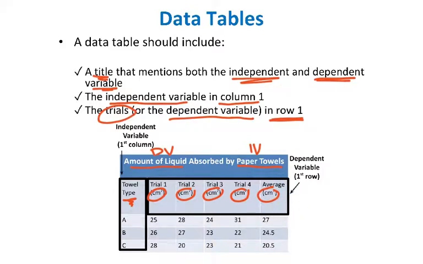Now it's really important to put your units in parentheses here, okay? So you can see, we said trial 1, centimeters squared, in parentheses. Trial 2, centimeters squared. Trial 3, centimeters squared. Trial 4, centimeters squared, and average centimeters squared. Those units are really important because there are a lot of different ways to measure liquid, right? We could measure ounces of liquid. We could measure pounds of liquid. There are a lot of different ways we could measure the amount of liquid. And in this case, we are measuring the amount of liquid in centimeters squared, okay?